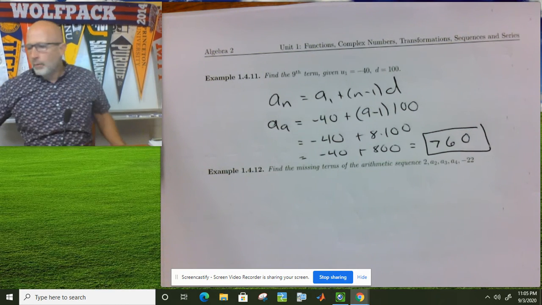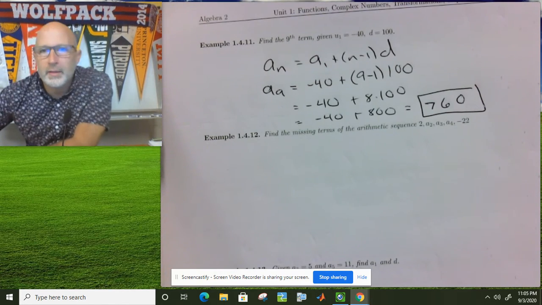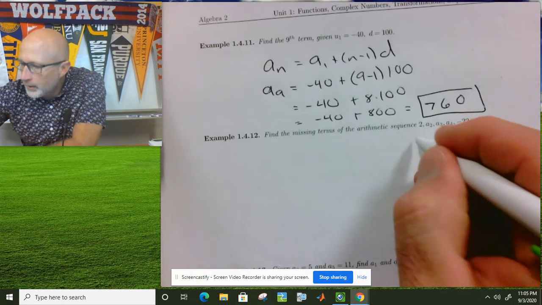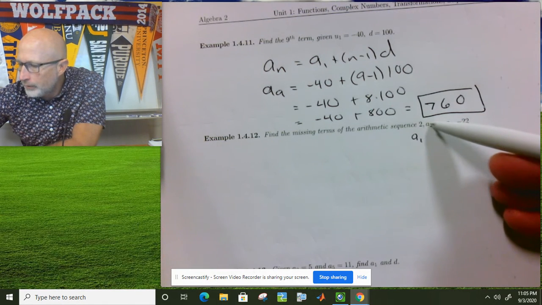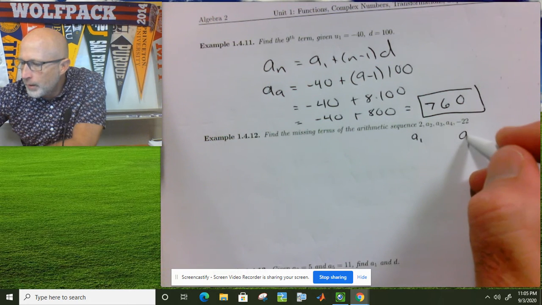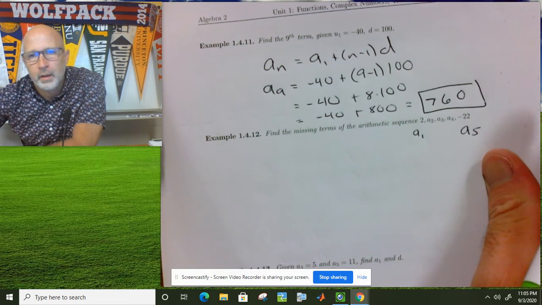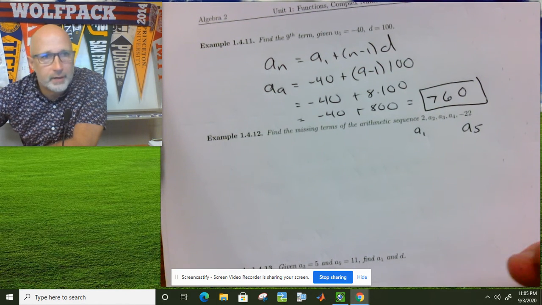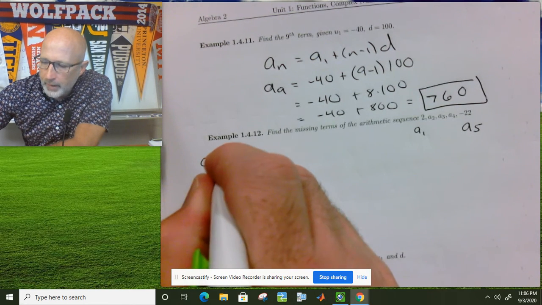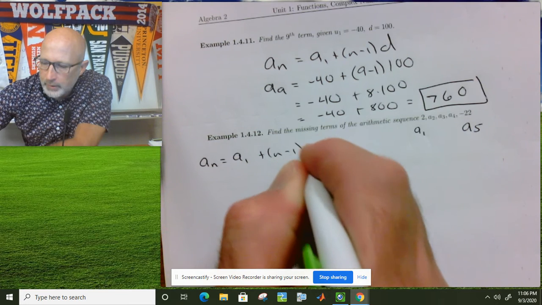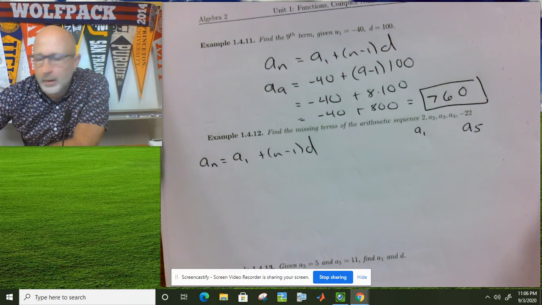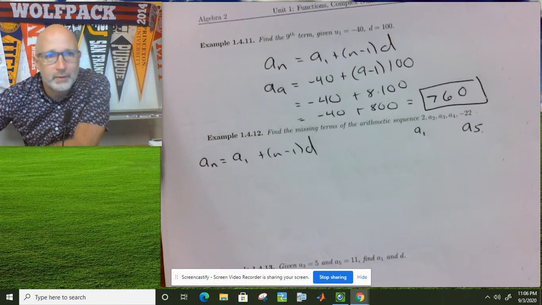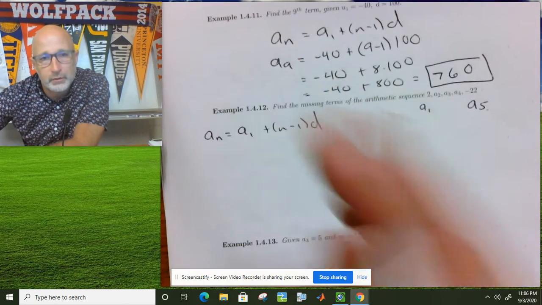Okay, now what about this one? Okay, so find the missing terms of the arithmetic sequence. So you notice they give you what A1 is, and they ask you to find A2, A3, A4, and then they give you what A5 is. Well, I could actually plug it into that formula, right? So I have the formula a of n is equal to a of 1 plus n minus 1 times d. And a of 5 is negative 22. I'm going to do this another way because I think there's a slightly easier way to do it, but right now I'm going to try and use the formula.